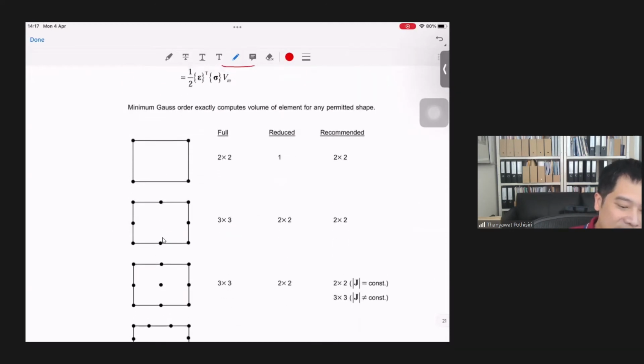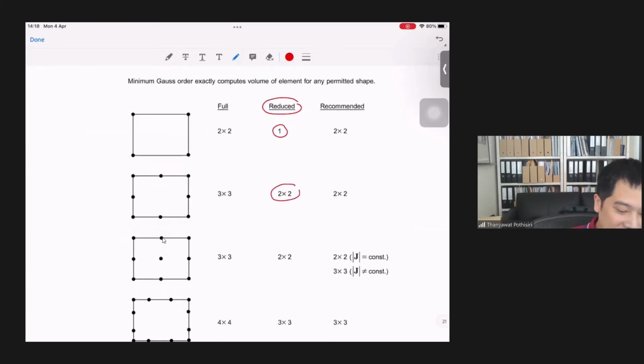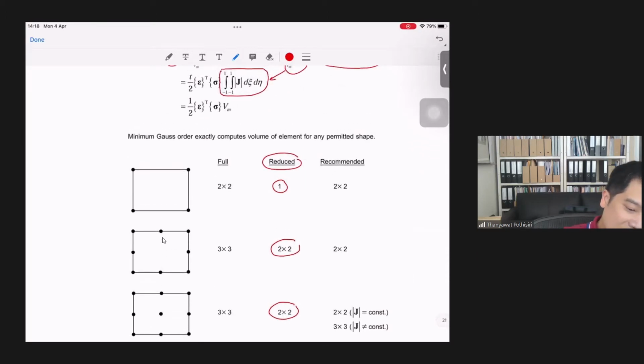Okay. So you see that, for example, for a 4-node element, the reduced integration would be 1. Okay. For 8-node elements, the reduced integration would be 2 by 2. For 9-node elements, the reduced integration would also be 2 by 2. Okay. So this is the reduced order of integration that can be used to exactly integrate the volume of the element. Okay.